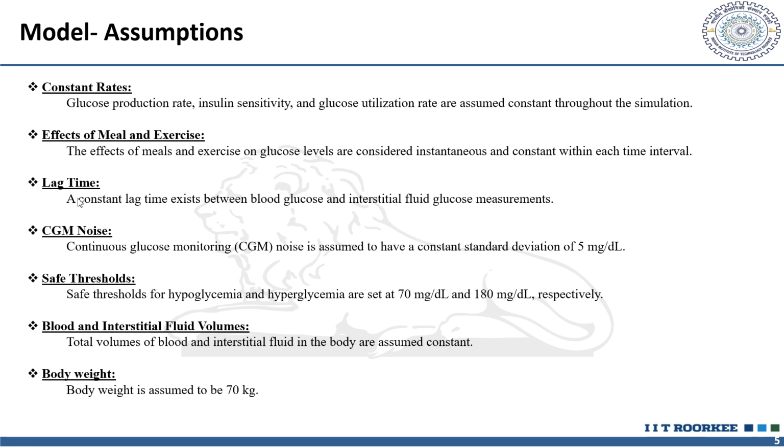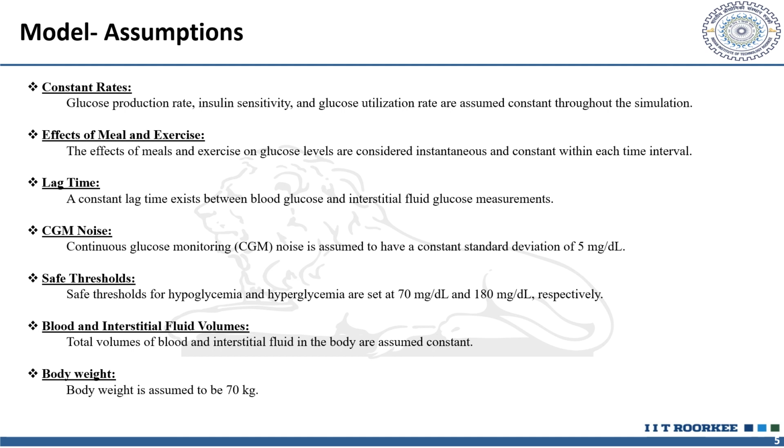Coming on to the model assumptions, we took some assumptions as we could not totally compare the model with the real-time results. So we took some assumptions for simplification. We took a constant rate of glucose production in our body. We took a constant rate for insulin sensitivity and glucose utilization rate. These three parameters were assumed to be constant throughout the simulation.